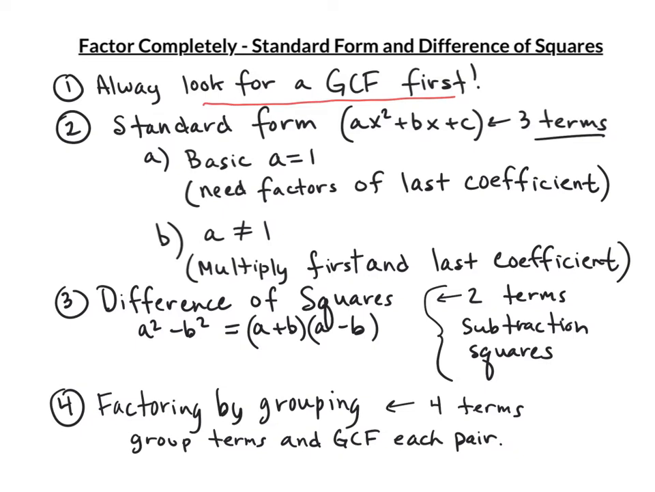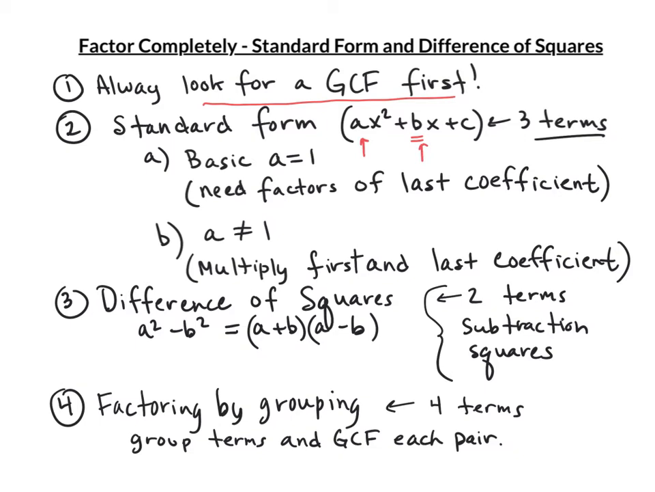But if a was not 1, if a, the number in front, was say 2, 3, 4, 5, those numbers help create the middle term, and we have to come up with a different way to factor it. What we did was we multiplied the first and last coefficient and found factors of that multiplied to that and added to the middle term.